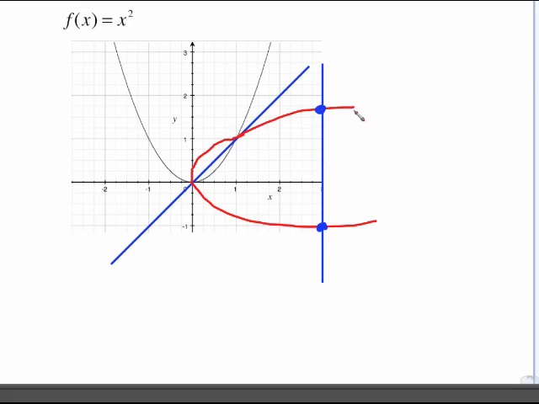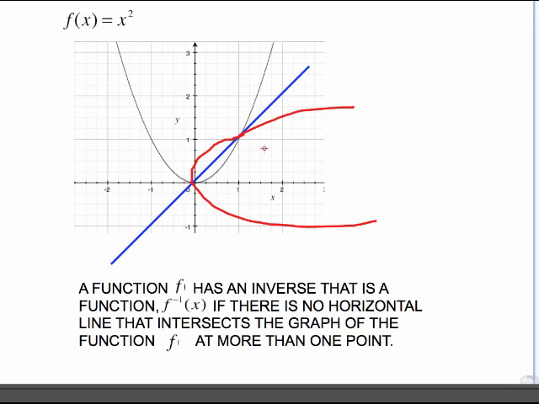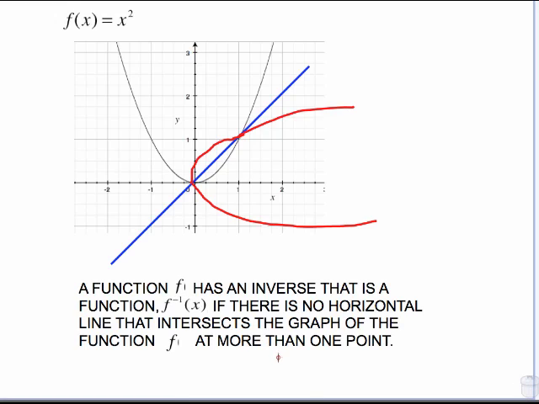Now think about something. If we took this parabola here and we rotated it back where it was originally, that means this original function would have had a horizontal line drawn through it. Looking at a horizontal line ahead of time can tell us if our inverse will actually be a function. A function f has an inverse that is a function if there is no horizontal line that intersects the graph of the function at more than one point.